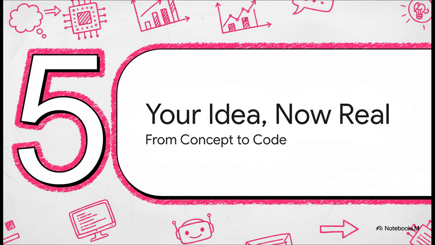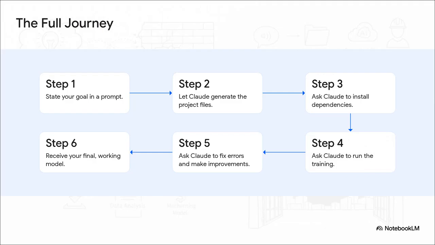So let's just take a step back for a second and look at what just happened. We went from a simple idea, a what if, to a fully working, constantly improving machine learning project. And the craziest part? We did it all without writing a single line of code. Your idea isn't just an idea anymore. It's real. The whole journey from start to finish really just boils down to these 6 simple steps.